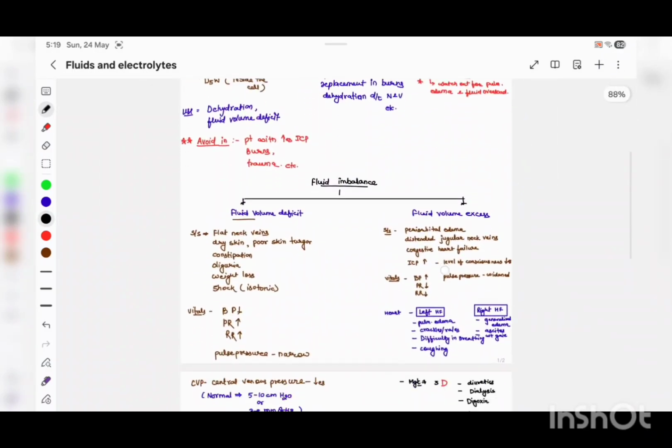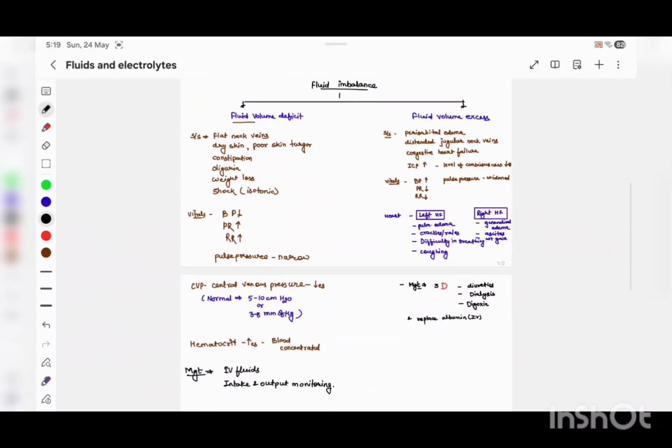So these are the important fluid volume imbalance things. We have studied fluid volume deficit, fluid volume excess. You can take a screenshot of this, or you can write the notes. It's very important. In the next video we'll be studying electrolyte imbalance, so stay connected.